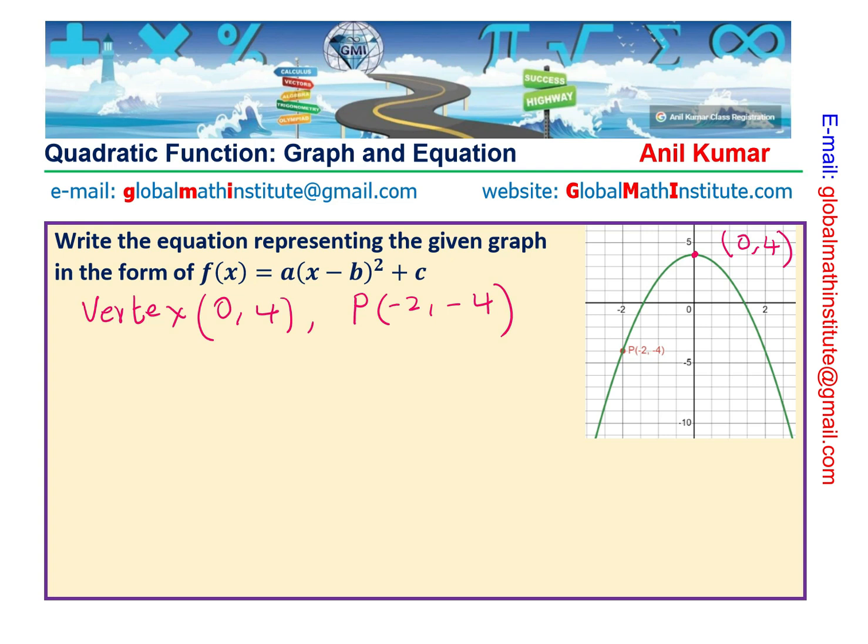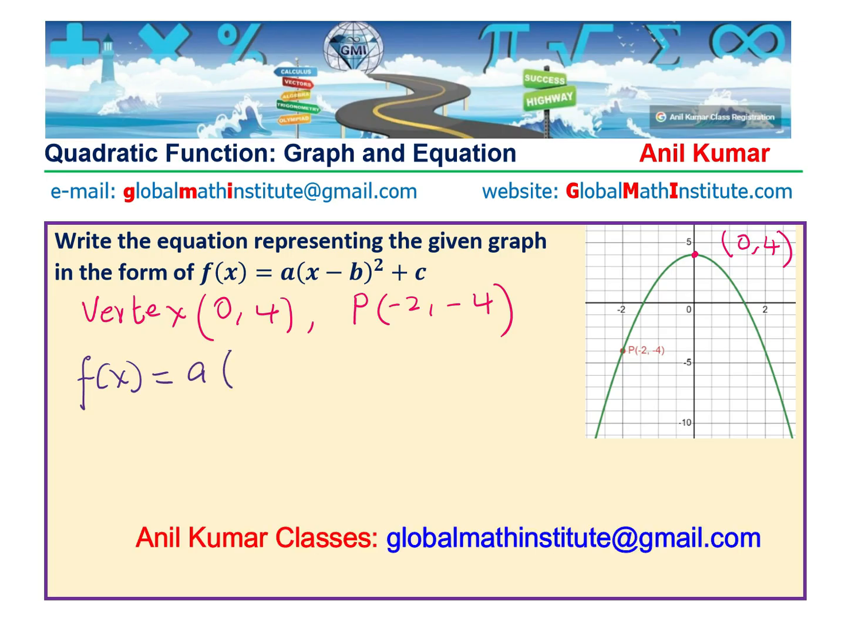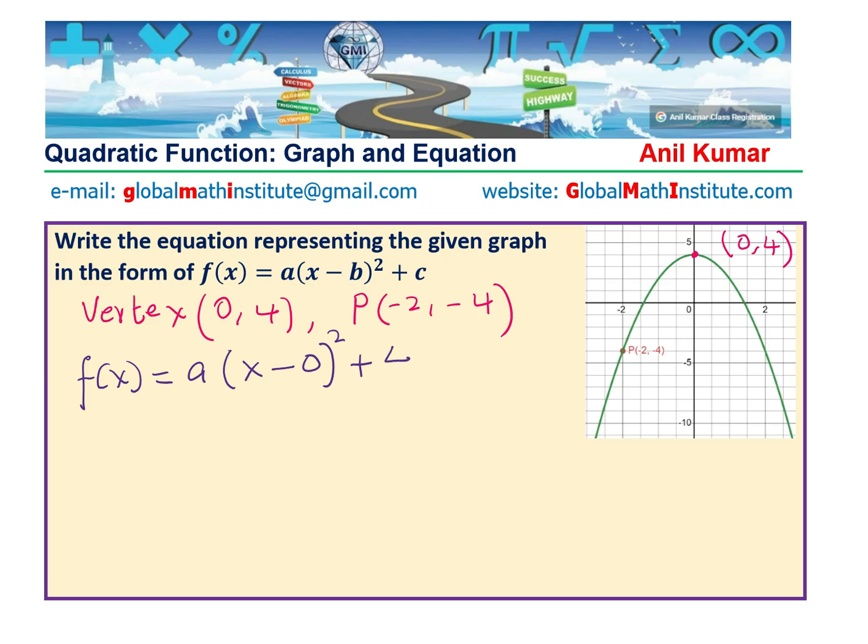How do we write the equation? Straight away, substitute. So f(x) equals a, which we'll find later by using the given point. We'll do it in a couple of steps. x minus the b value, which is the x value of the vertex, 0 here, whole squared, plus c, and c is 4 for us.